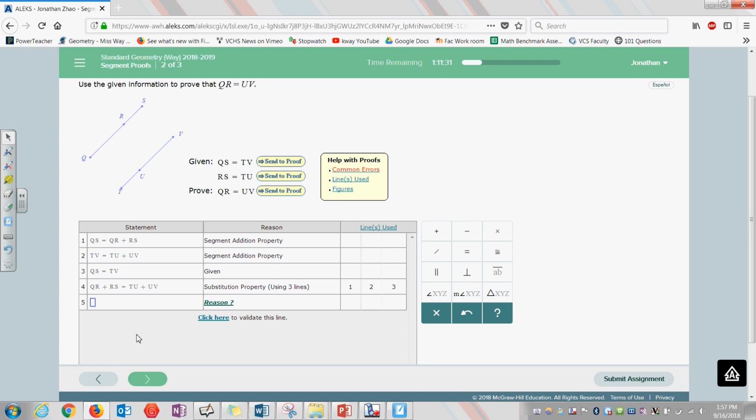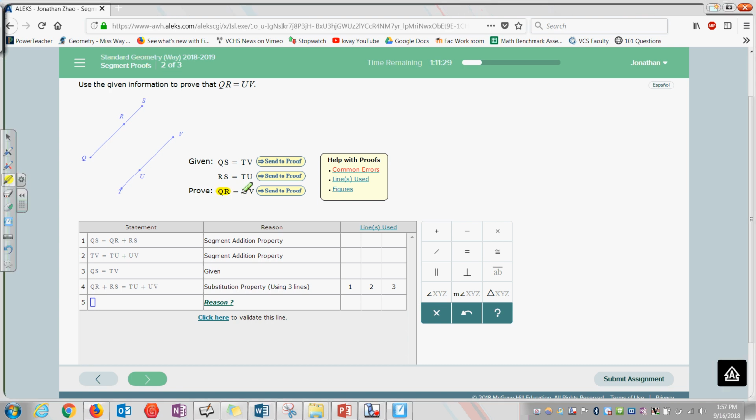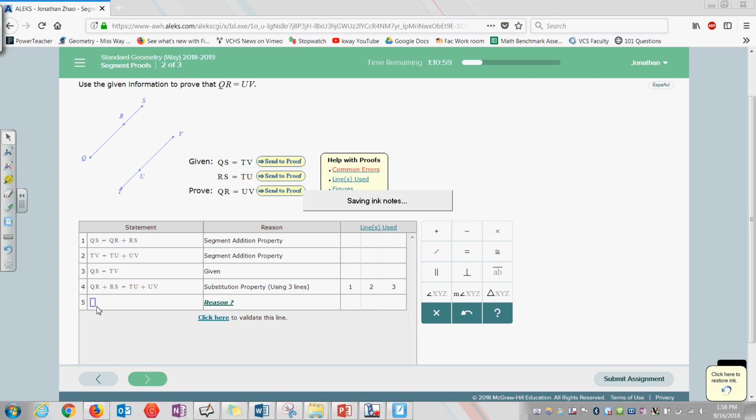We're good. Now, take a look at what we're trying to connect, QR and UV. There's QR, there's UV. At least they're on the same line. Now we have to get them by themselves. If we could get rid of these segments, they would be by themselves. So look in your given. We could swap out one segment and put the other in, and then it'll be the same on both sides. So we're going to send this line to the proof.